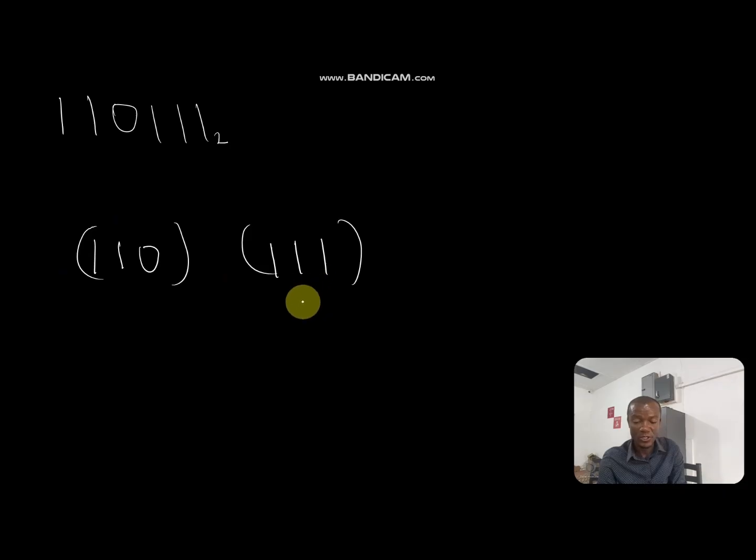Now we are going to change this to decimal. So when we change 1 1 1, it will be 7. If we change 0 1 1, using 1 2 4, it will be 2 plus 4 which is 6. So this is 6 7 base 8, 67 base 8.